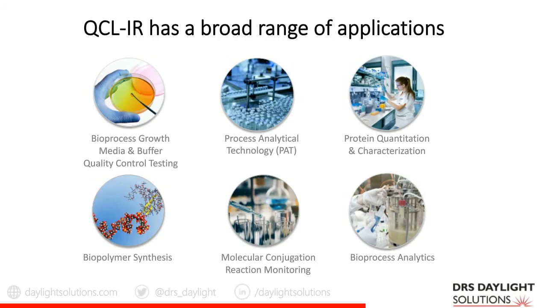So it turns out that QCL has a broad range of applications, starting upstream with characterizing media and buffer for quality control. But mainly this instrument is purpose-built as a PAT solution for protein quantitation and characterization, biopolymer syntheses, as well as molecular conjugation or bioconjugation reactions, as well as bioprocess analytics for both upstream and downstream applications.